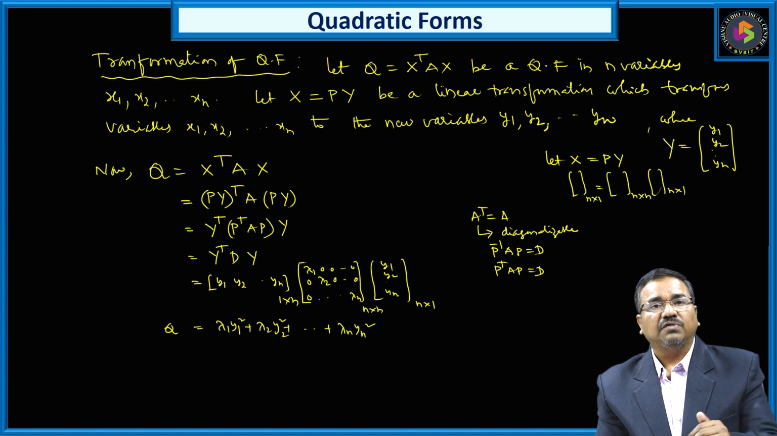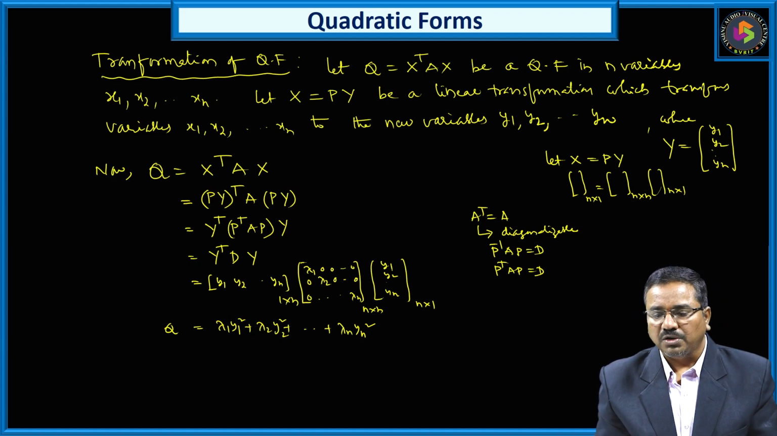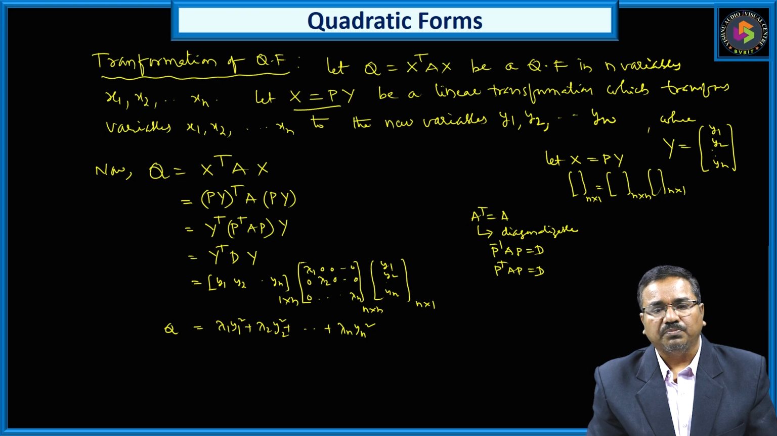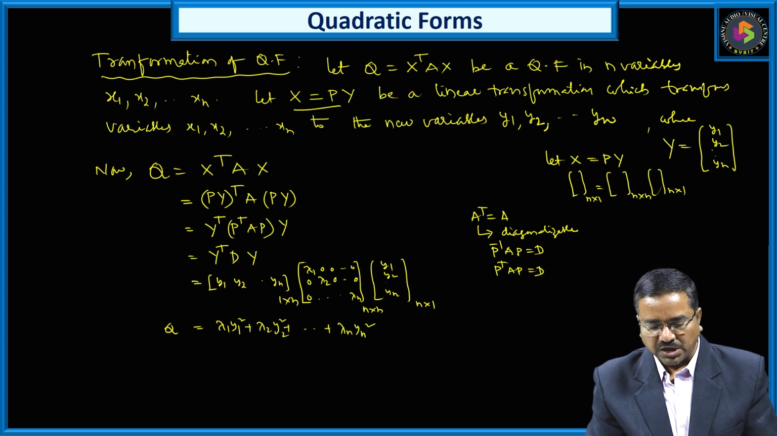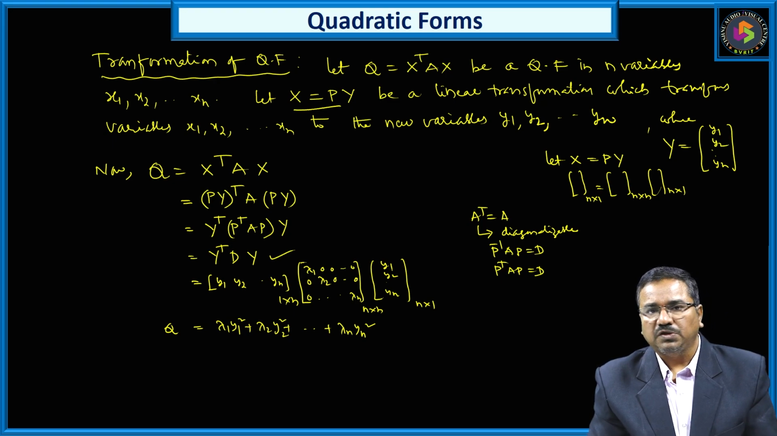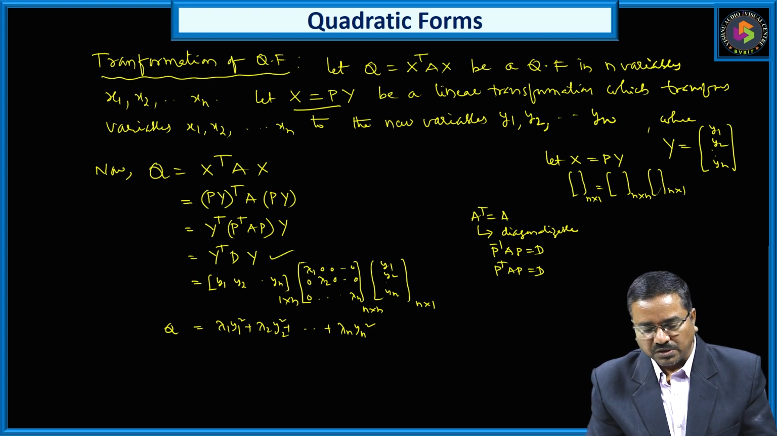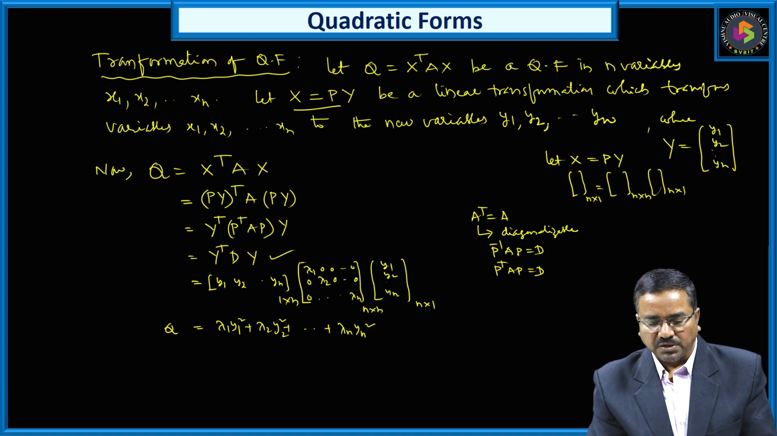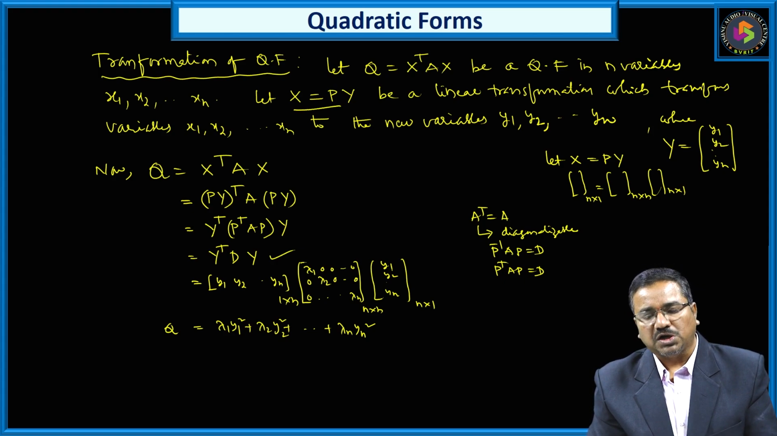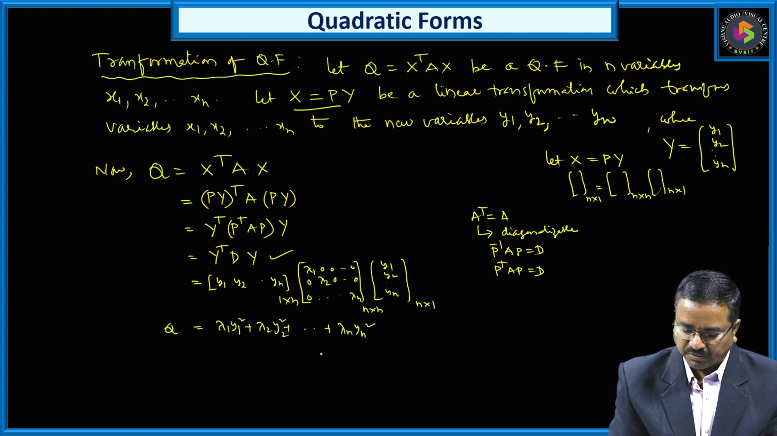But look, the given quadratic form is in n variables, x1, x2, xn. So under this transformation, x equals Py, this x transpose Ax will become y transpose Dy. Now y transpose Dy is a quadratic form, but it is a special type of quadratic form in which the product terms are absent. Only the sum of squares we have. This type of expression is called a canonical form.